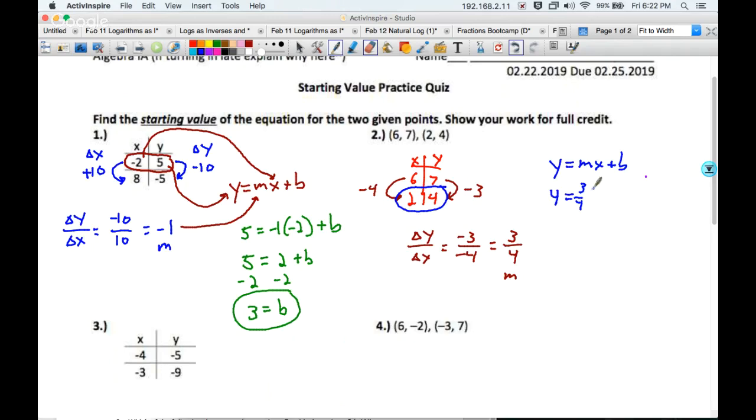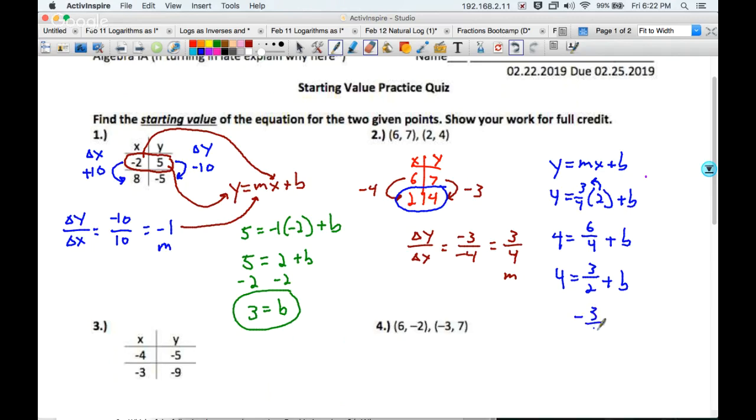Sorry about that. And the 2 goes in for the x. All right, when I multiply a number to a fraction, I multiply it to the top of that fraction. So this 2 is going to go on top of this 3 and become a 6. So 4 equals 6 over 4 plus b. I'm going to go ahead and simplify that fraction down, make this 4 equals 3 over 2 plus b. I'm dividing the top and the bottom by 2 there.